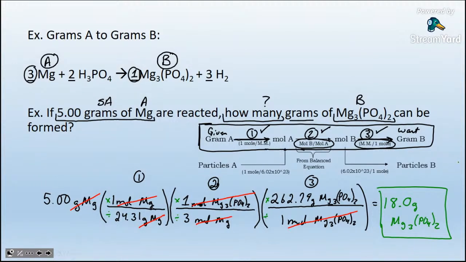So that's why chemists need stoichiometry. We don't want to go into the lab and just throw things together haphazardly and hope that we get the right amount. We use stoichiometry to solve that out.